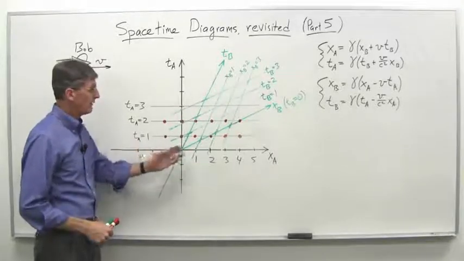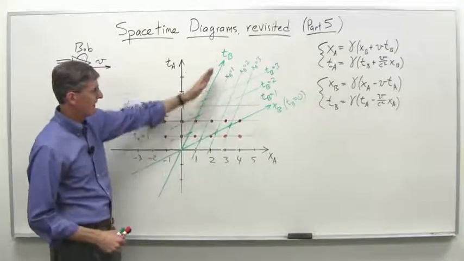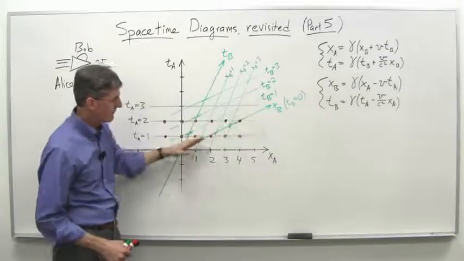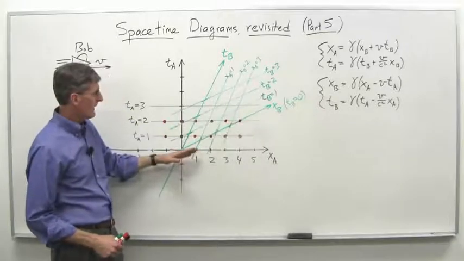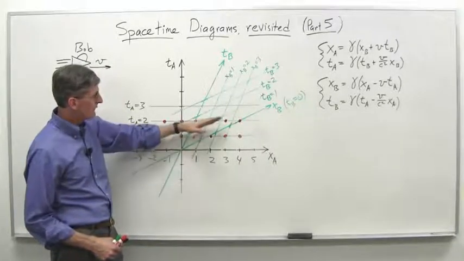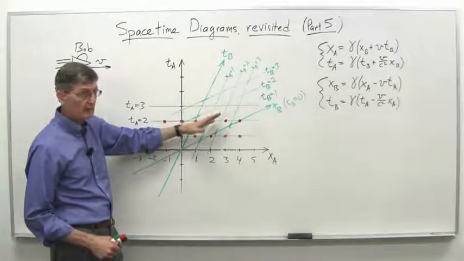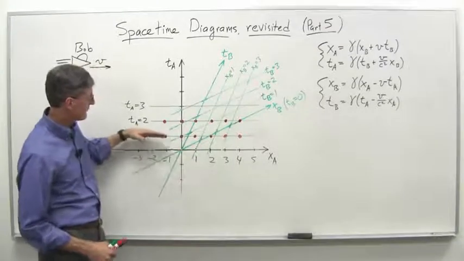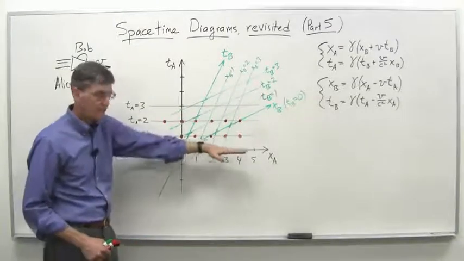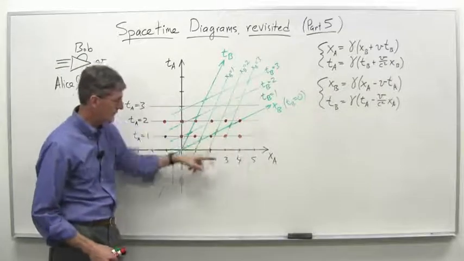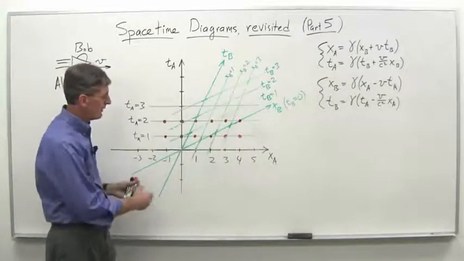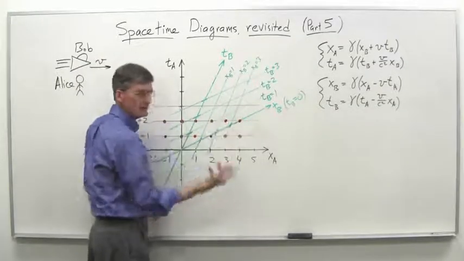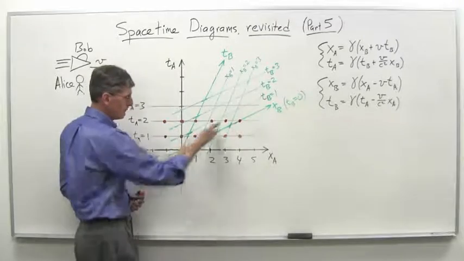Now, what about Bob's plot? We have the t_B axis at an angle here, and the x_B axis at an angle this way. And note, in particular, we've got lines of simultaneity for Bob on here. Those are the lines that, just like Alice's lines of simultaneity are parallel to her x_A axis, because this is really t_A equals 0 here, Bob's lines of simultaneity are parallel to his x_B axis. And so the x_B axis is essentially t_B equals 0. The time he measures is 0.